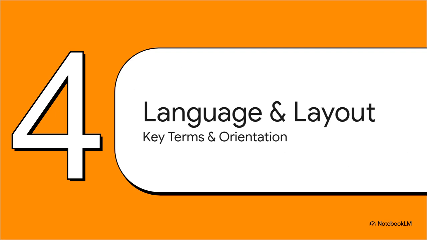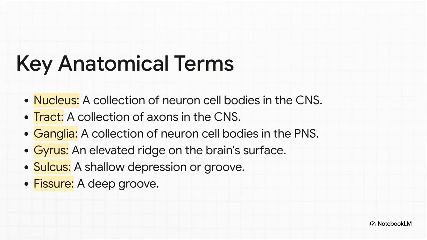Okay, before we can properly explore the brain, we have to learn the lingo. Neuroanatomy uses a very specific set of terms to describe locations and structures. Getting these down is absolutely essential. These 6 terms are your bread and butter. Let's break them down. Inside the central nervous system, a cluster of neuron cell bodies is called a nucleus, and the bundle of wires or axons connecting them is called a tract. Now, in the peripheral nervous system, that same kind of cluster of cell bodies is called ganglia.